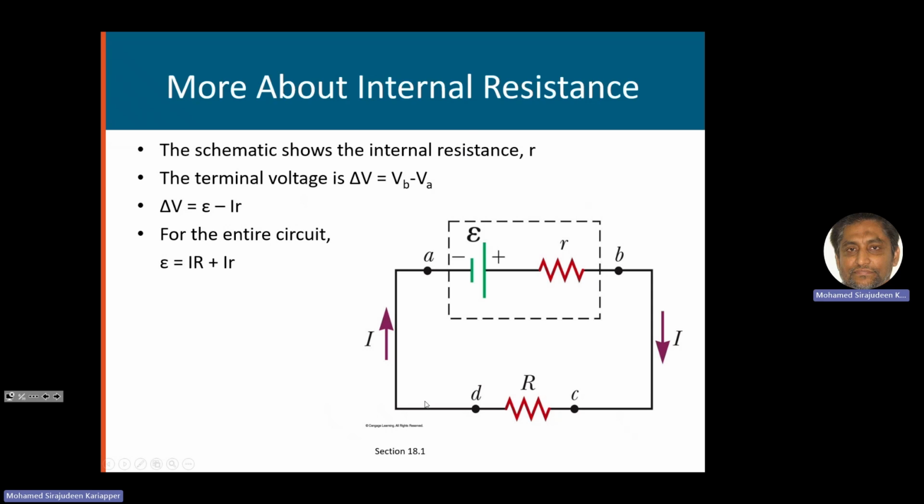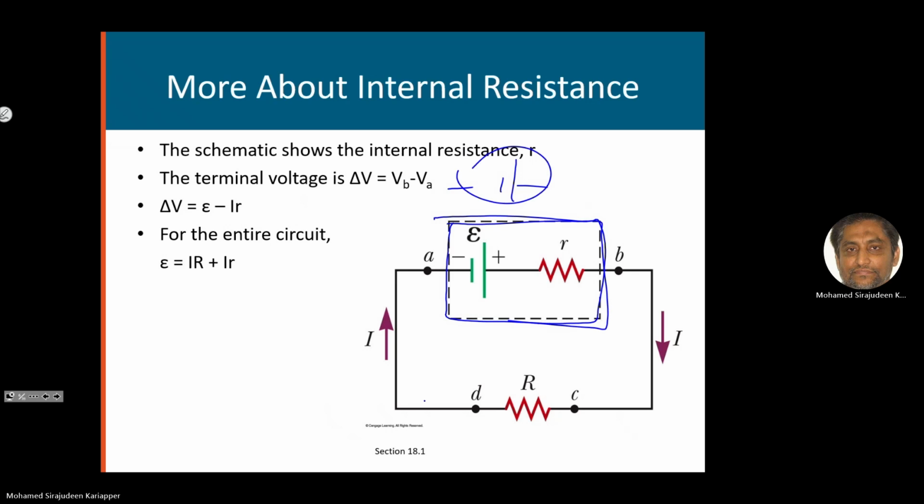Right now, before, the whole thing was just the battery. Now I know this battery consists of its own resistance, which is called the internal resistance. So I'm going to replace this by this one to show that this battery has an EMF of E and it has an internal resistance, small r. We use the small r for the internal resistance.